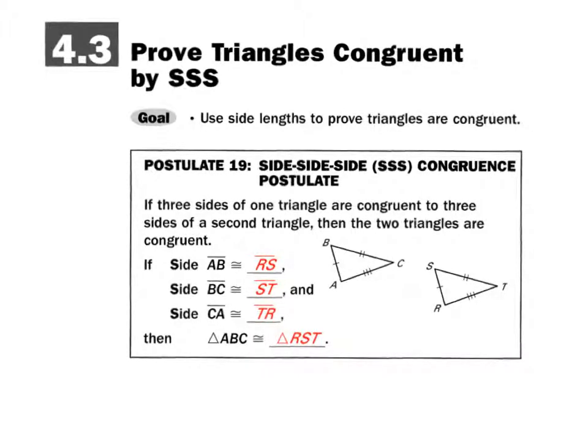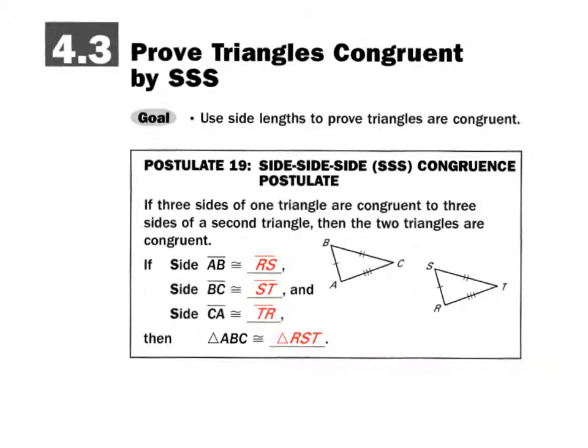In this video, we're going to learn how to use side length to prove triangles are congruent. The side-side-side congruence postulate states that if three sides of one triangle are congruent to the corresponding three sides in the second triangle, then the two triangles are congruent.